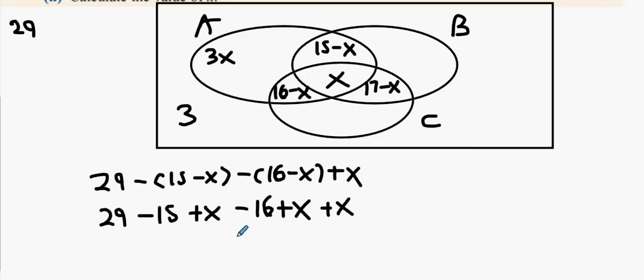Oh, give me a sec. Minus minus makes a plus. Minus minus makes a plus. Oh, we're taking away the x at the end. My fault. We weren't meant to add that last one. We're meant to be taking away all the other numbers. So that's where I made the mistake. So that's a minus x.